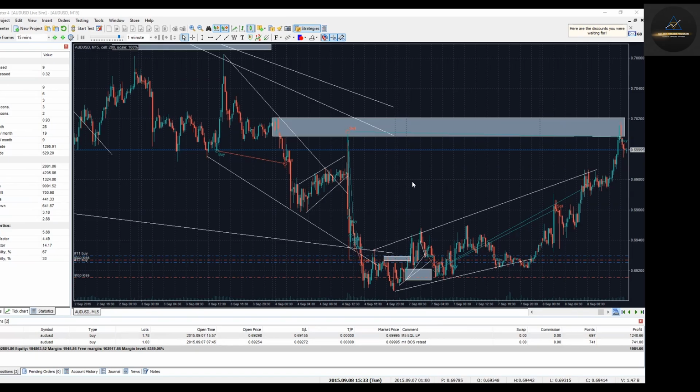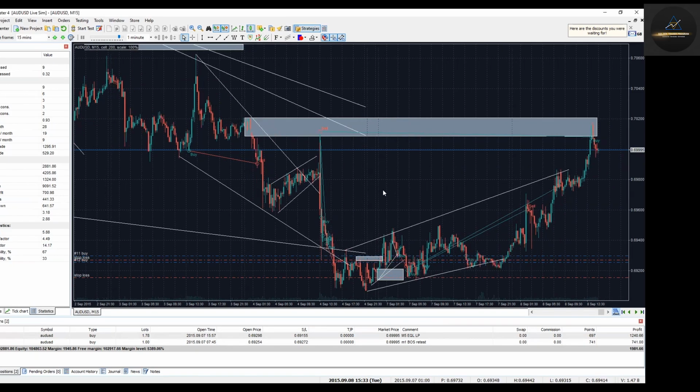So this is part 2 of the Aussie dollar simulation from 2015. Apologize if the numbers and letters and words are small. Hopefully you guys can see. Otherwise, if there's anything that's unclear, just let me know in the chat.